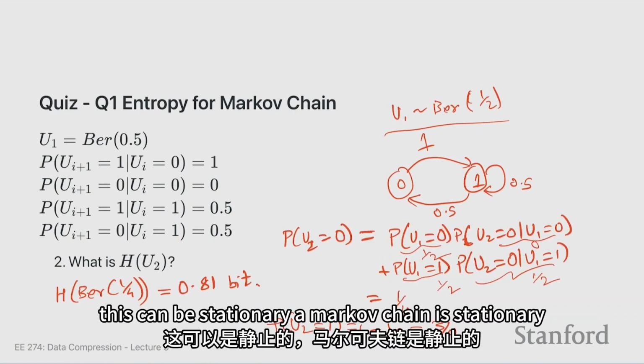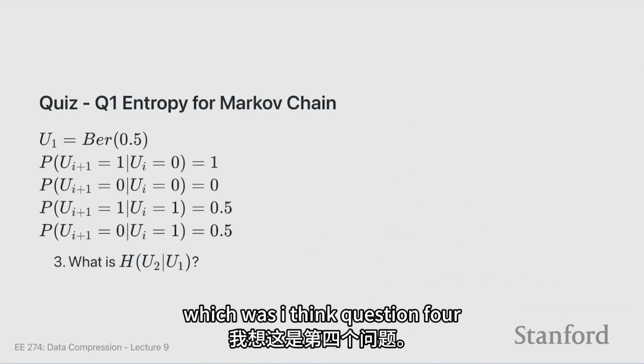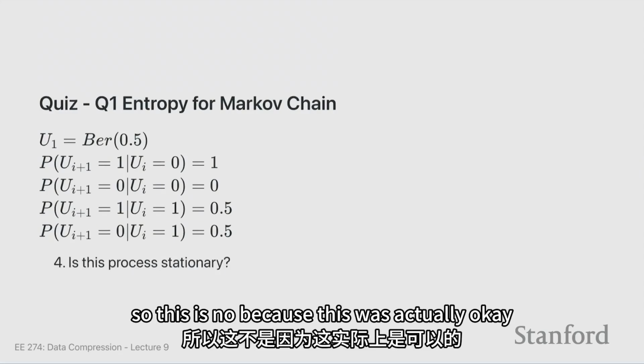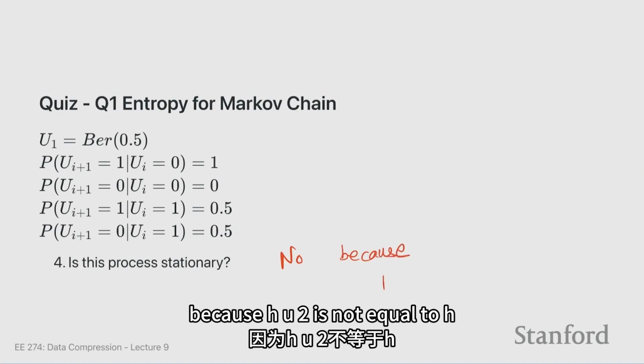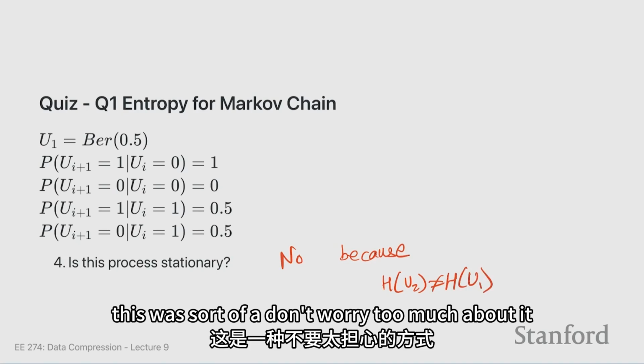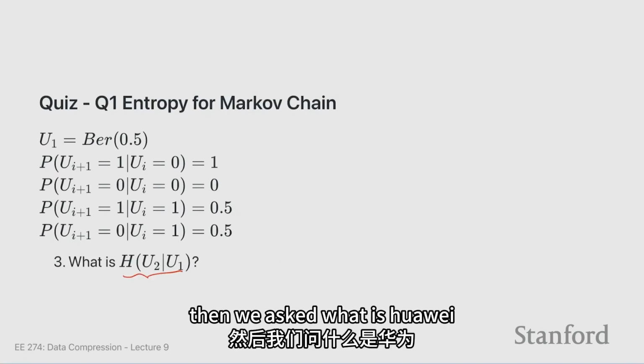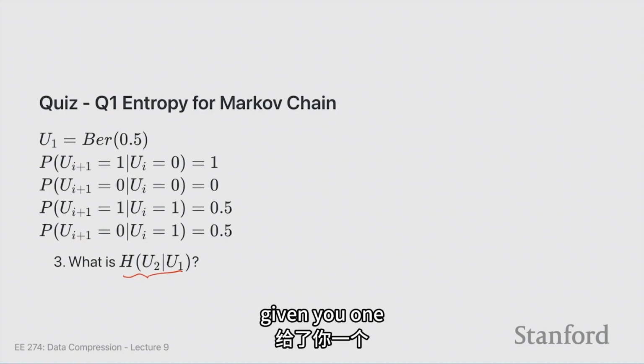A Markov chain is stationary if you start it at a stationary distribution, which was I think question 4. So this is no, because H(U2) is not equal to H(U1). Is that clear, that this is not stationary? Don't worry too much about it, this was just to make sure the concepts are all on board. Then we asked what is H(U2 given U1).